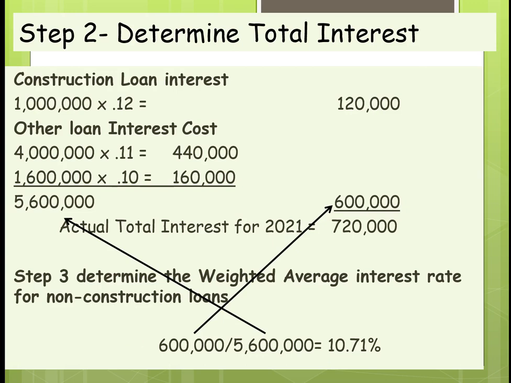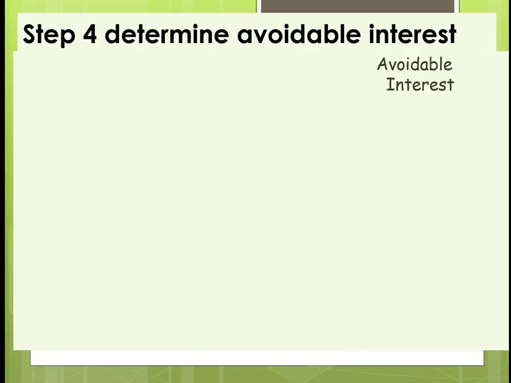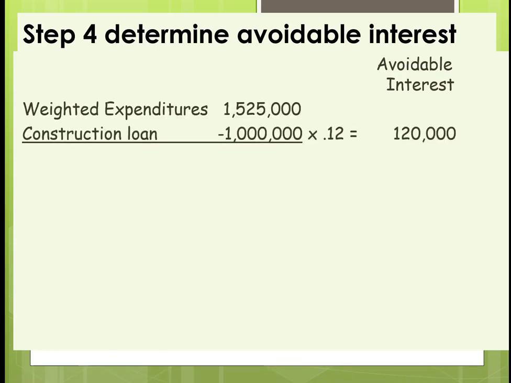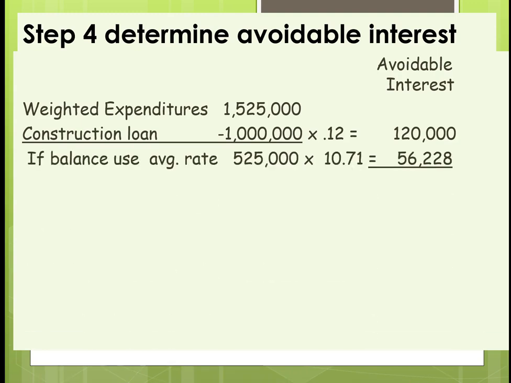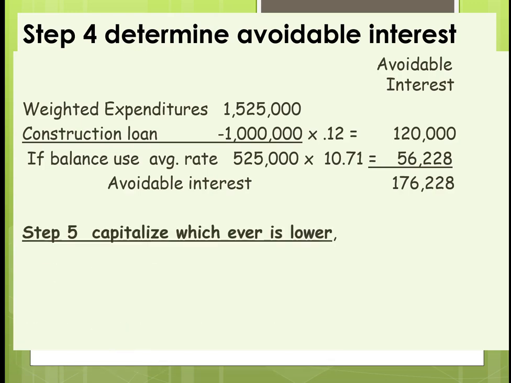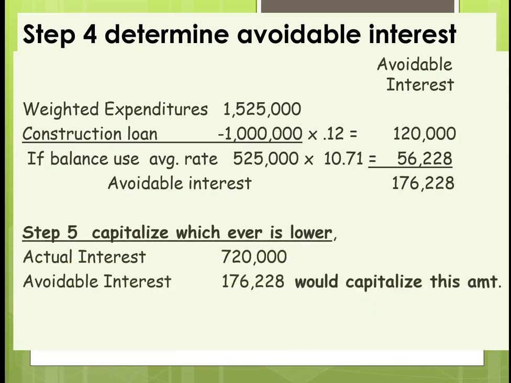Now we're going to determine the avoidable interest. So to do that, we're going to take our weighted expenditures, subtract out the construction loan, which was at 12%, and the balance is going to be taken times that weighted interest rate, which tells us the avoidable interest, if we had not worked on this project, was $176,228. Now we're going to capitalize whichever is lower. So in this case, the lower amount is the avoidable interest, so that's the amount we're going to journal entry.